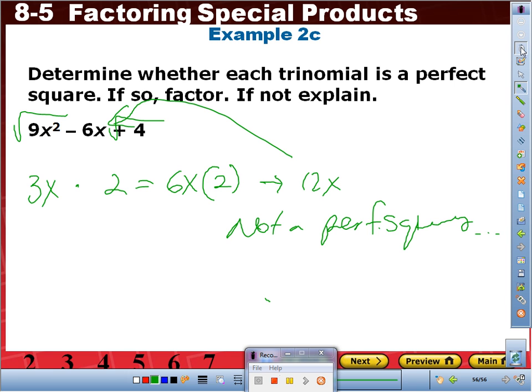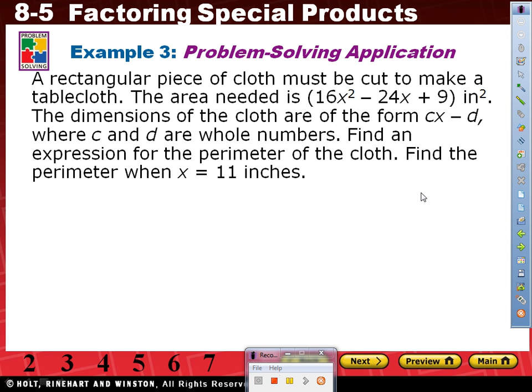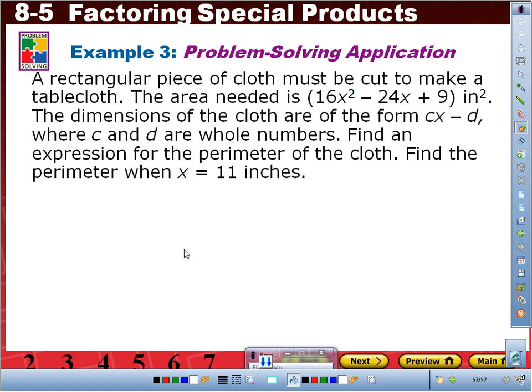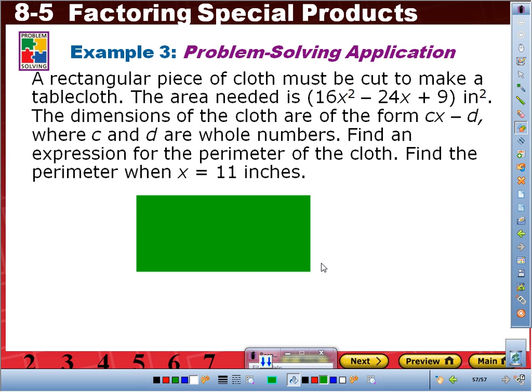Copy this one down, please. Hold on. Everybody's eyes up here? Really quick. Now, they're going to give you something like this. First of all, you need to start writing down information. Don't write this problem down, just pay attention. They're going to talk about a problem-solving problem using factoring. A rectangular piece of cloth. If they talk about a rectangular piece of cloth, what are you going to draw? A rectangle. So draw the rectangle.